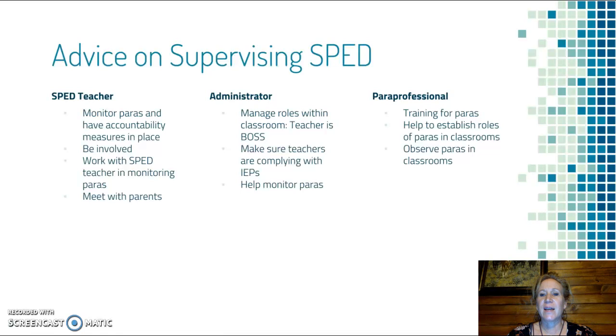The paraprofessional said that making sure that the paras are adequately trained at the beginning of the year, and helping to establish the roles of the paras in the classroom, is important. She mentioned having a meeting at the beginning of the year, sitting down and having the para and the teacher establish what the teacher feels is the para's role and what the para is going to be requesting of the teacher, just to really establish that role there at the beginning. And then the paraprofessional mentioned also, having regular observations within the classroom is important.